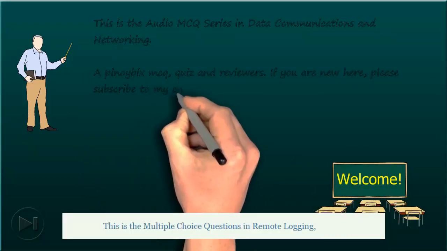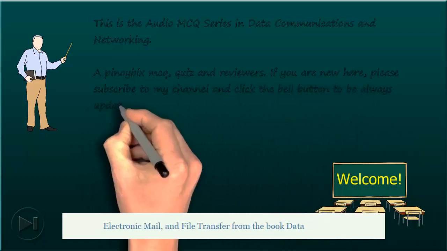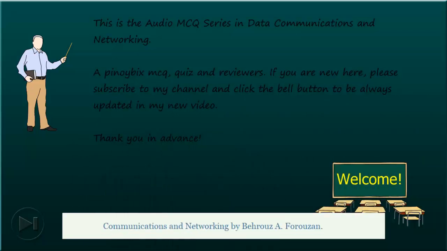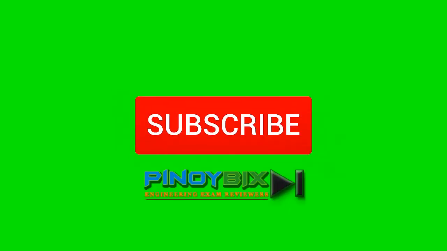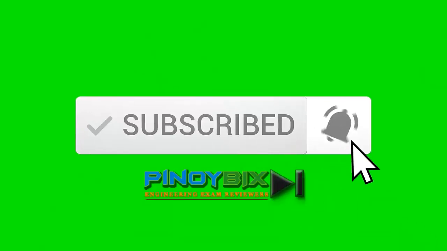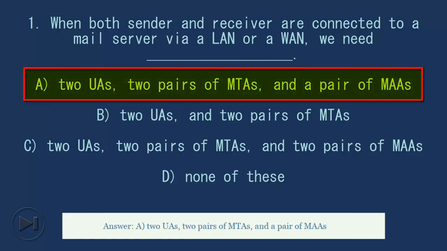This is the multiple choice questions in remote logging, electronic mail, and file transfer from the book Data Communications and Networking by Behrouz A. Forouzan. 1. When both sender and receiver are connected to a mail server via a LAN or a WAN, we need blank. A. Two UAs, two pairs of MTAs, and a pair of MAs. B. Two UAs, and two pairs of MTAs. C. Two UAs, two pairs of MTAs, and two pairs of MAs. D. None of these. Answer, A. Two UAs, two pairs of MTAs, and a pair of MAs.